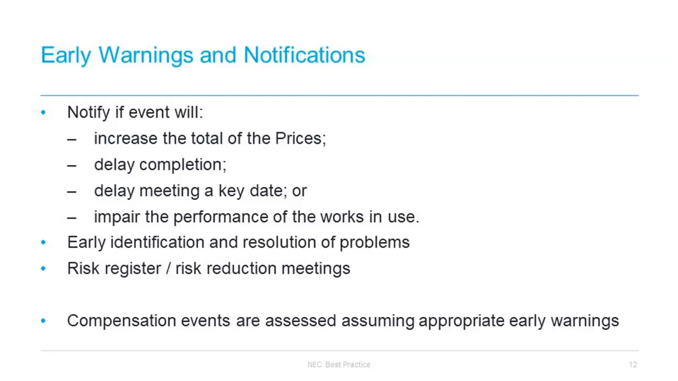Under clause 63.5, compensation events are assessed as if an experienced contractor had given an early warning notice. So there can be consequences if early warnings are not given, which would have given the opportunity to mitigate any risk. This is a fair and reasonable approach, which is sensible.